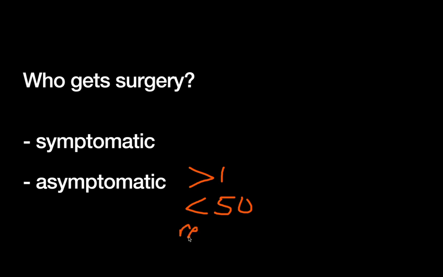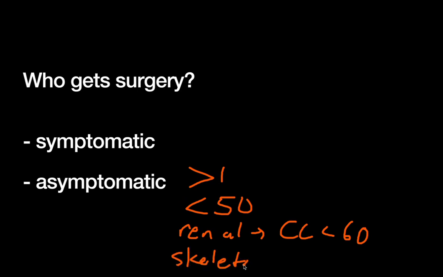If they have definitive renal symptoms, specifically creatinine clearance less than 60, kidney stones or nephrocalcinosis seen on imaging, or skeletal manifestations. And this is primarily revealed through DEXA scans if they have a T score less than negative 2.5, or if they've had any vertebral fractures in the past. You would consider that a skeletal manifestation of hyperparathyroidism, and you would offer them an operation as well.